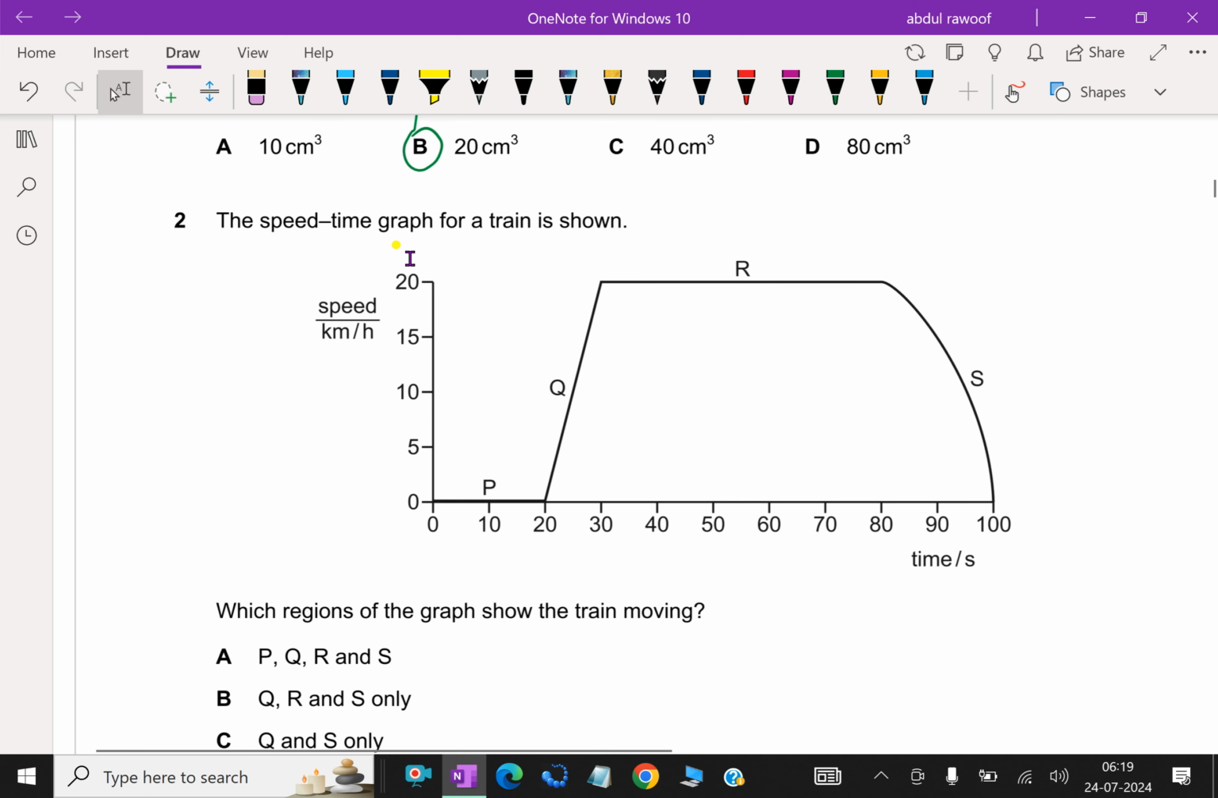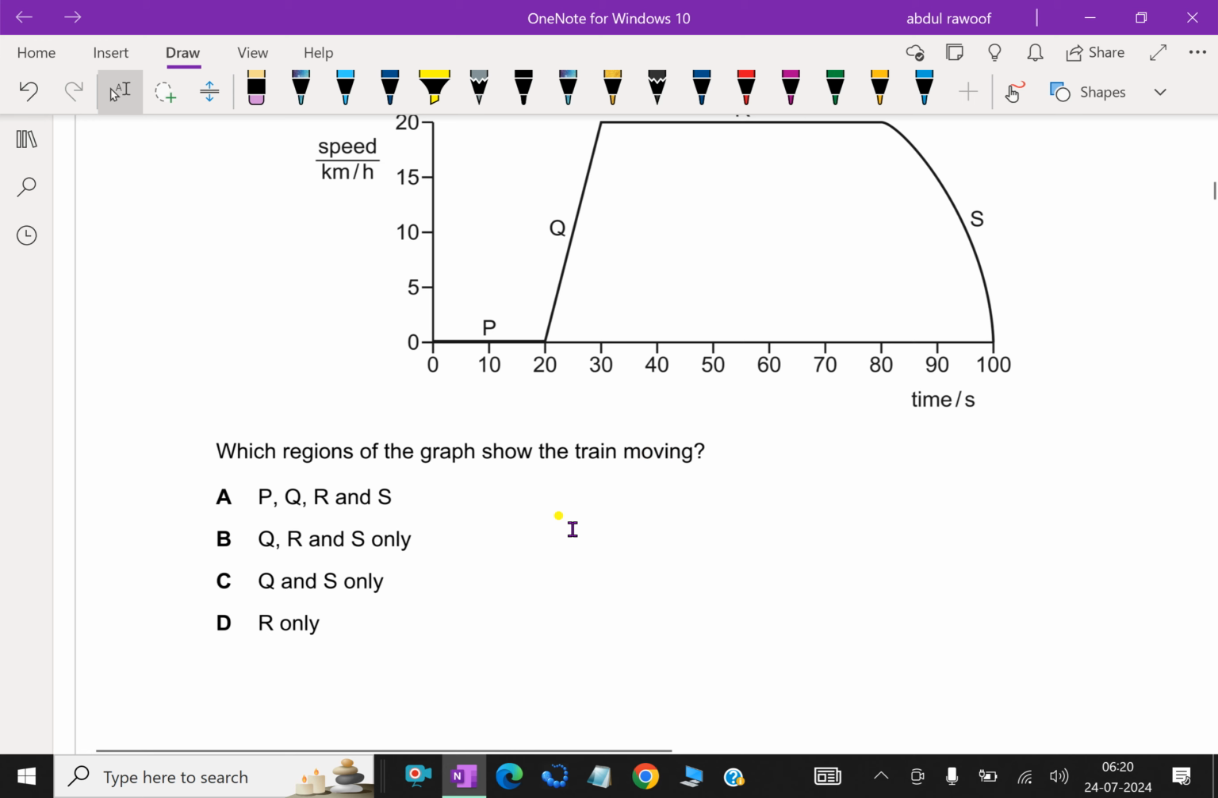A speed time graph for a train is shown here. Look at here, this is the speed axis, y axis kilometer per hour, and this is the time. Here the point P says the train is not moving. The moving part is Q, R and S. So which region of the graph shows the train moving? QRS, that is B.